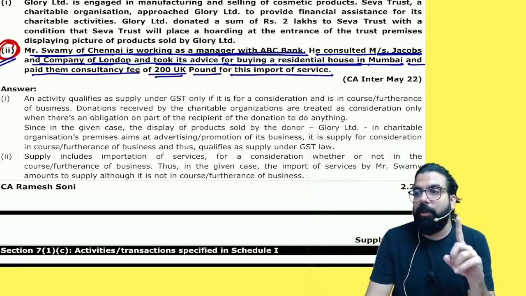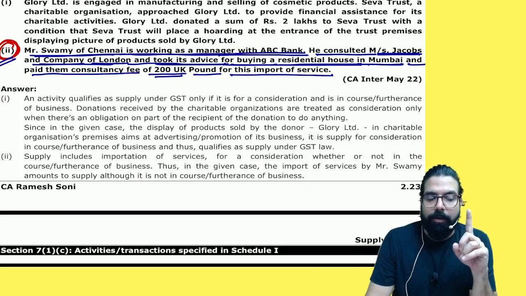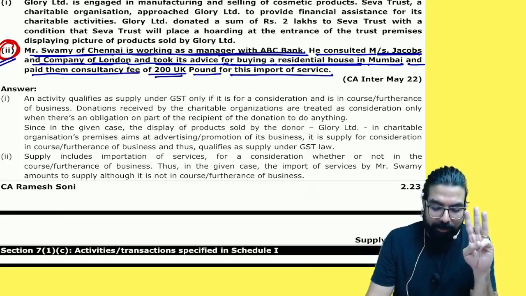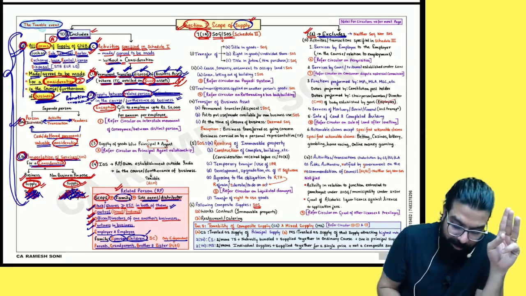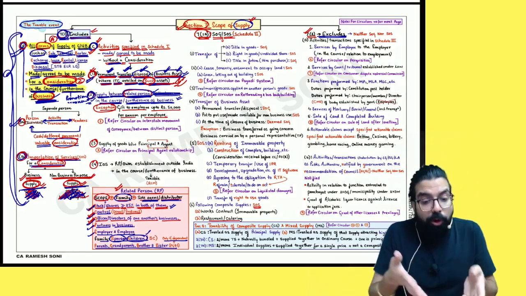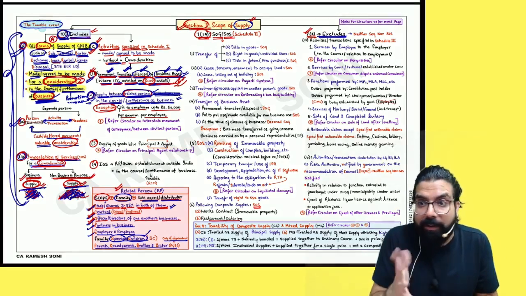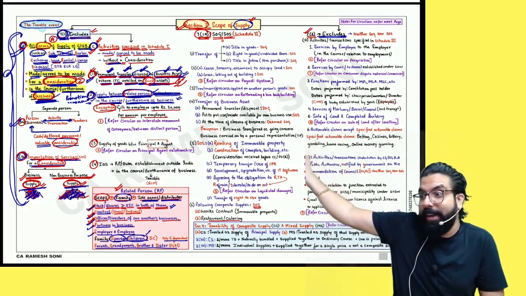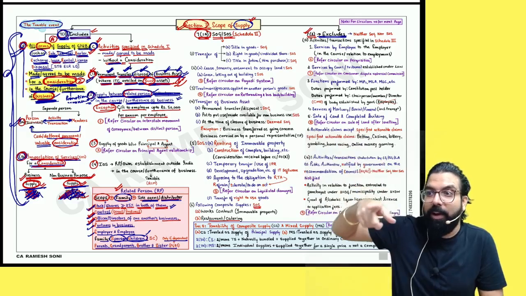People, is it importation of service? For a consideration? Business, non-business? But is it supply, not supply? Whether business or non-business, it is. You took it for business or non-business, doesn't matter. The person from outside India did business in India. Do you guys agree with me?